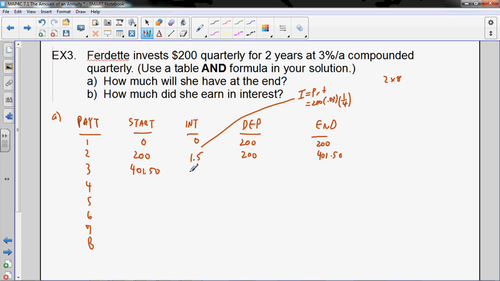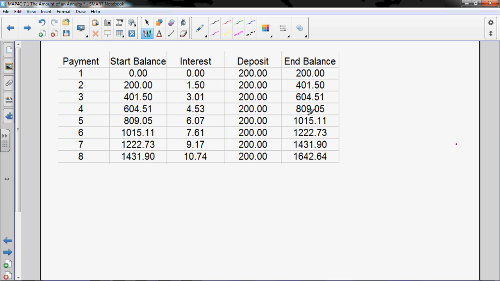And then now we're off to the races. Now it's the same old thing. So here, 401.50 times 0.03 times 1/4 is $3.01. $200 deposit. I add those across. I get 604.51, and then you know what? I'm not going to do all of them. Here's the table. You can pause it and fill in your table.